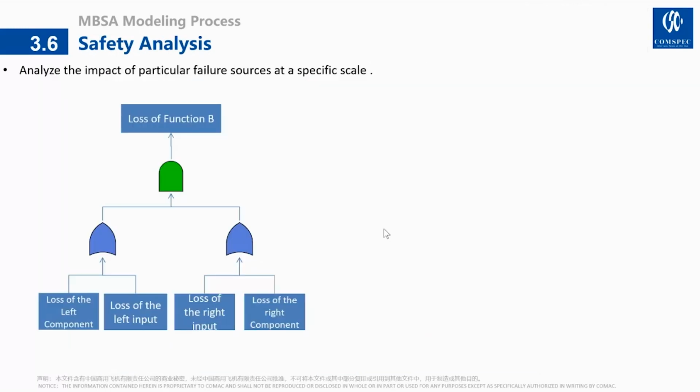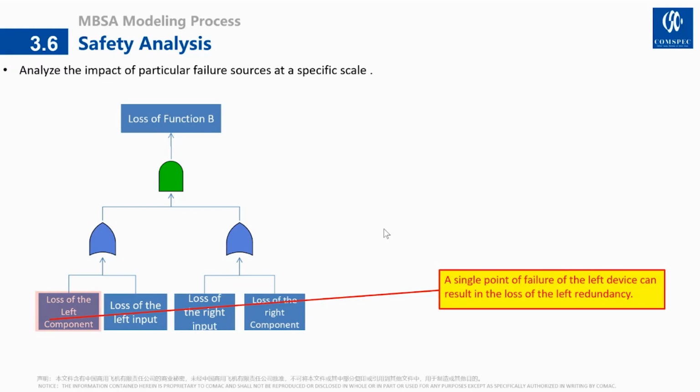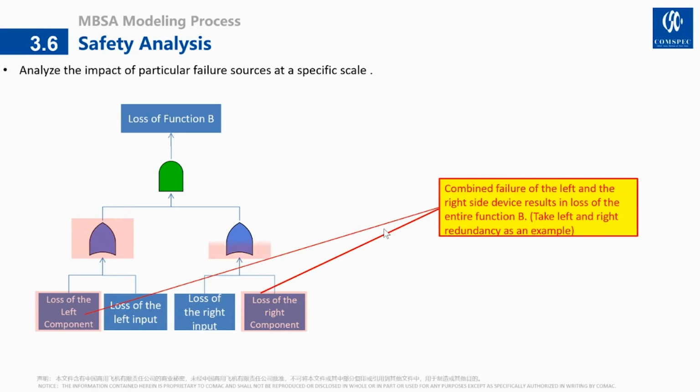Based on the previous failure propagation model, the platform can form a safety analysis database of the range of the whole aircraft. Based on this database, the platform can support safety analysis of single point failures and combined failures in different functional scopes. For example, if the single point of the left component fails, the left redundant function will fail. When the combination of the left component and the right component fails, it will lead to the loss of the entire function B.